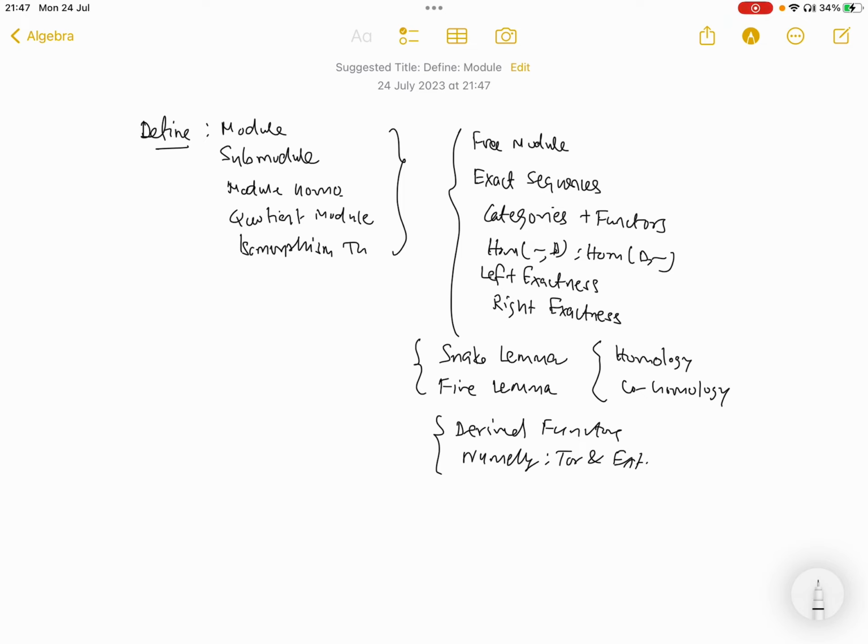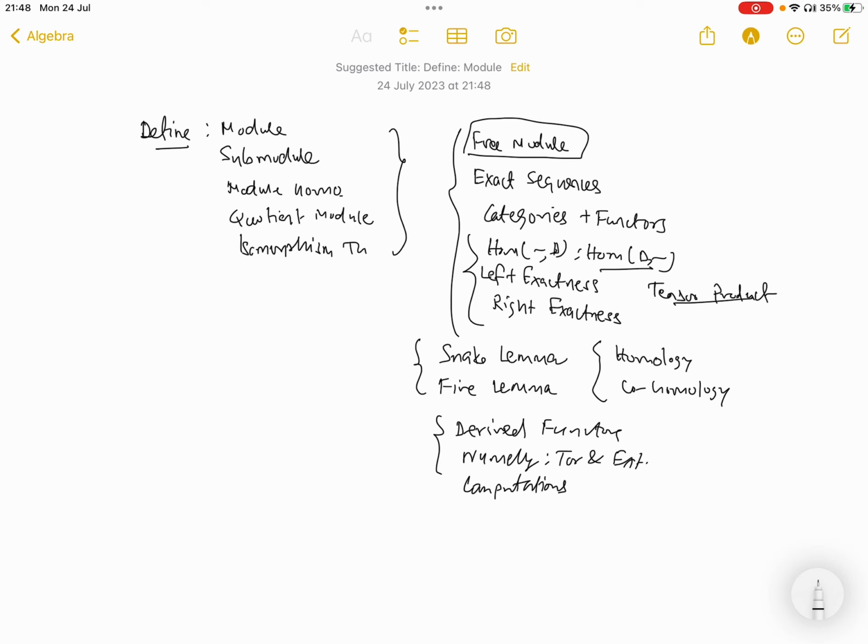And also, I forgot one thing. I will also talk about what are tensor products and how exactness behaves with respect to this Hom functor and this tensor functor. So the video will be divided in two sections. The first one will include the likes of submodule, isomorphism theorems, free modules, etc. And the second one will start from exact sequences, categories, functors, the tensor product, also the left exactness, right exactness, the snake lemma, five lemma, homology, and then maybe I can talk about derived functors, namely Ext and Tor, and some computations, of course.